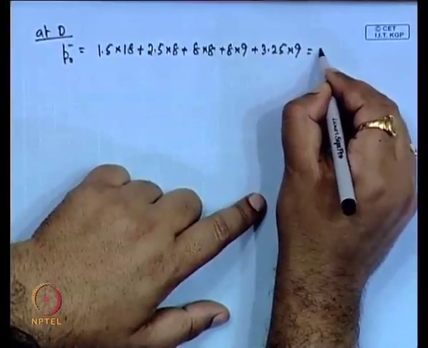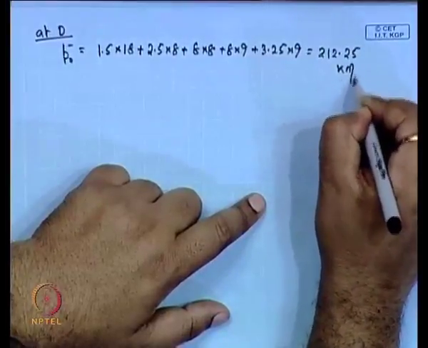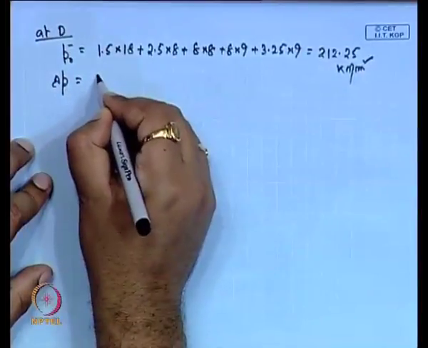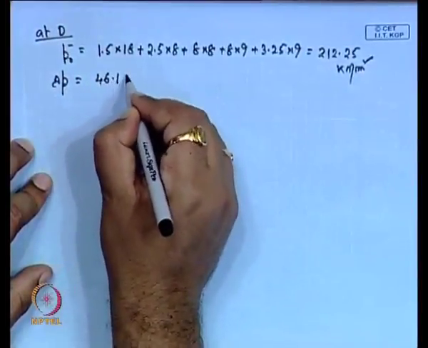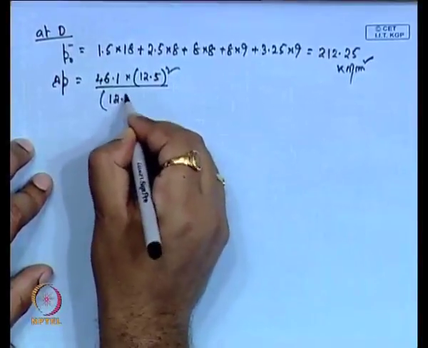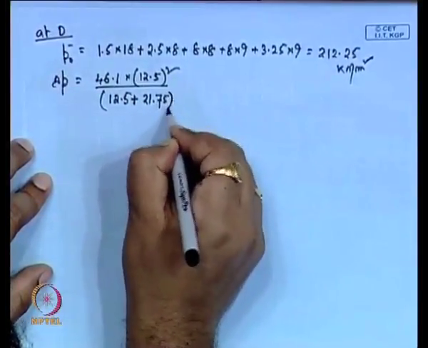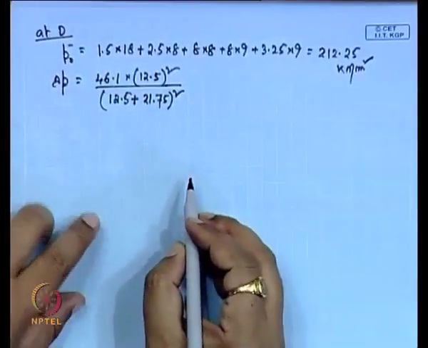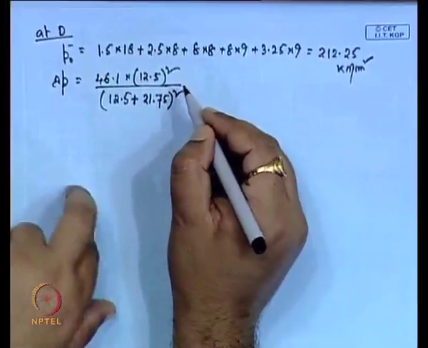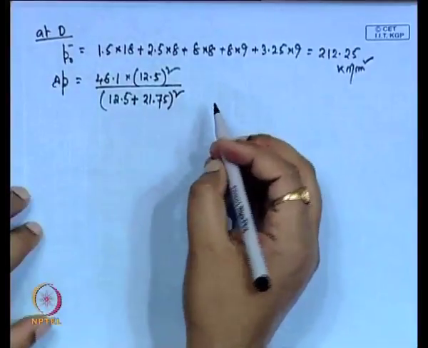So, this is 212.25 kilonewton per meter square. Similarly, the del P value is 46.1 into 12.5 whole square divided by 12.5 plus 21.75, that means this D point is 21.75 meter below the base of the foundation.